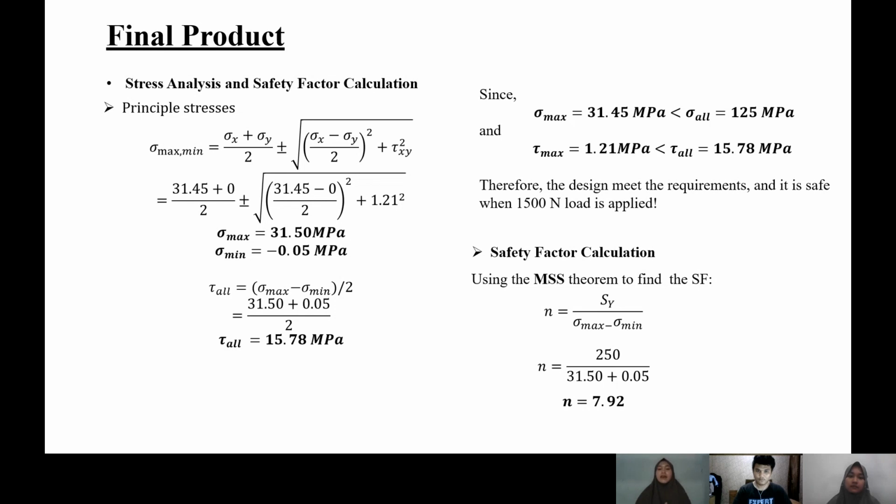15.78 MPa. After that, we have the conclusion that since the sigma maximum is less than the allowable stress, and the maximum shear stress is less than the allowable shear stress, therefore this mechanism can be said to be a success, and it does not fail. Then we can determine the safety factor by using the MSS theorem, and we obtain the safety factor is 7.92.